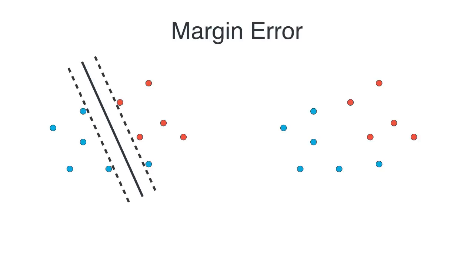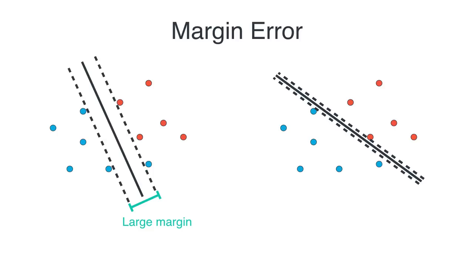So let's actually look a little bit more at the margin error here. We have our data set again and the two models. This one has the lines pretty far apart. Therefore, it has a large margin, so it's going to have a small margin error. And this one over here, the lines are pretty close, so it's got a small margin. Therefore, it has a large margin error.